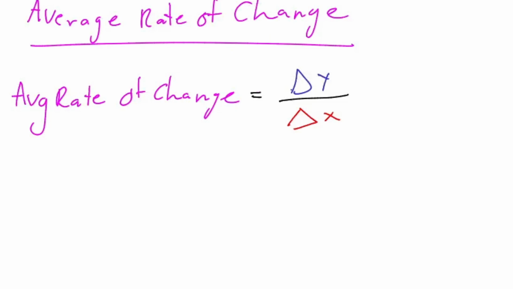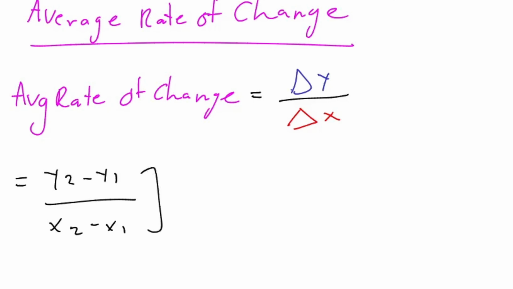So we're going to be looking at the average rate of change. The average rate of change is basically your change in y over your change in x. In textbooks, you may see it like this. It's basically your y2 minus your y1 over your x2 minus your x1.